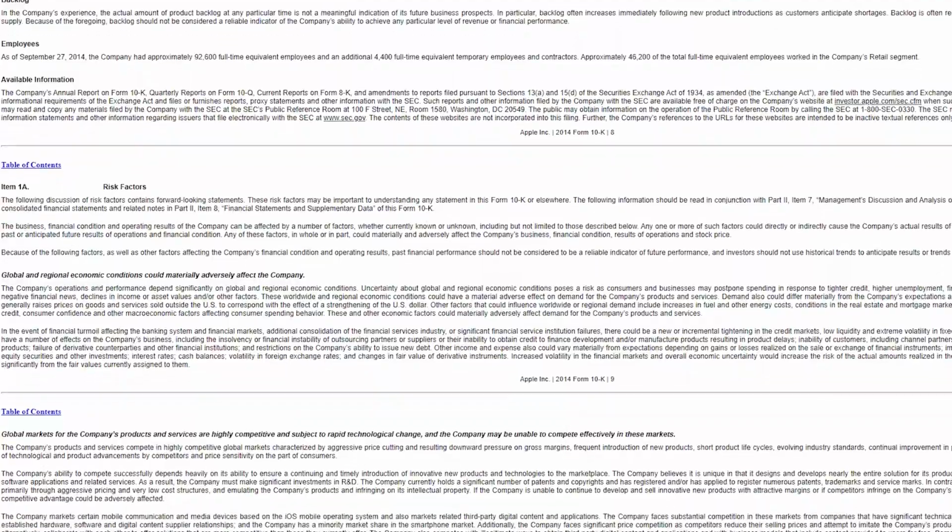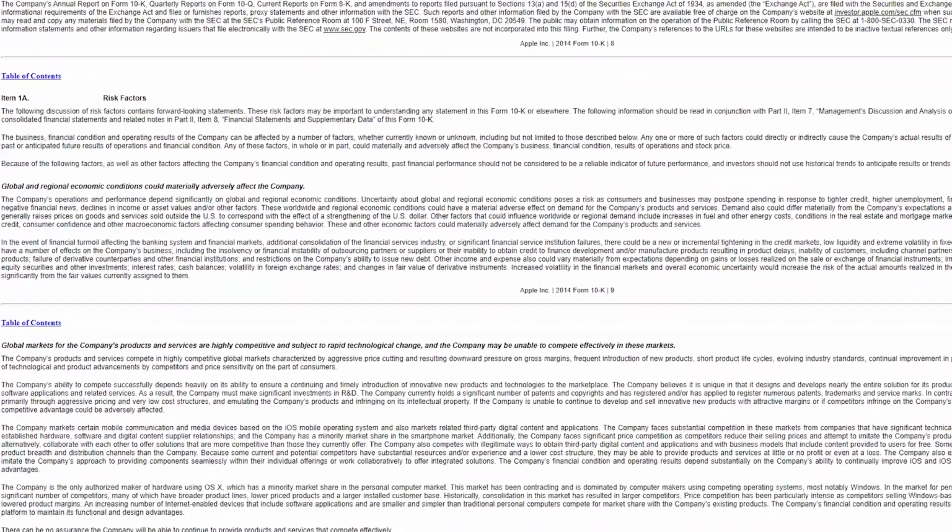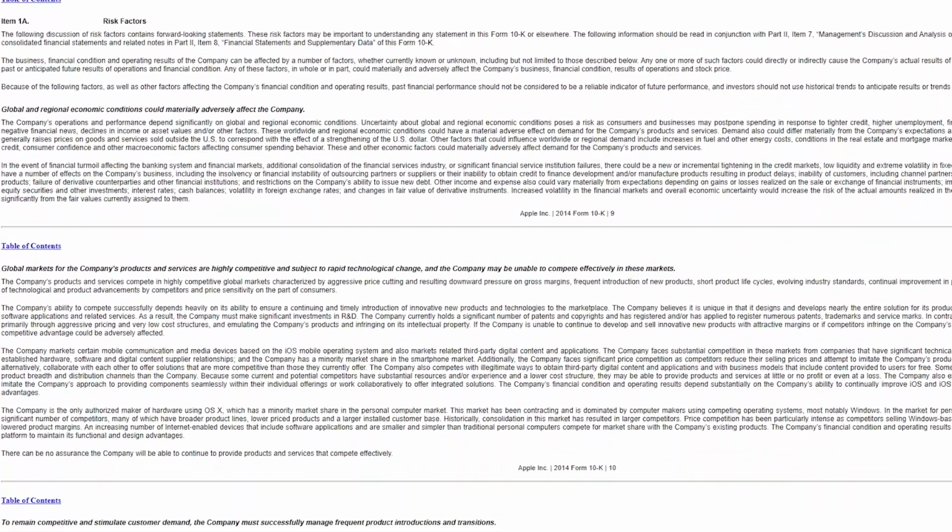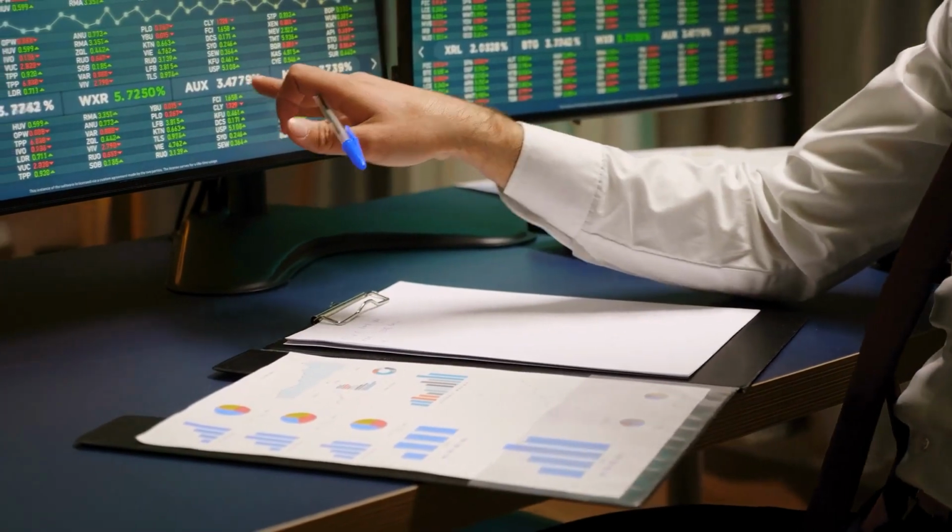Now the second thing that you need to analyze before you invest in a company is the company's risk factors. This is also included in the company's annual report, and it's very important to know this because in order for you to invest in a company, you need to realize that there's risk involved in that activity. And it's very important for you to know what those potential risks are so that you feel comfortable with the decision that you're making.